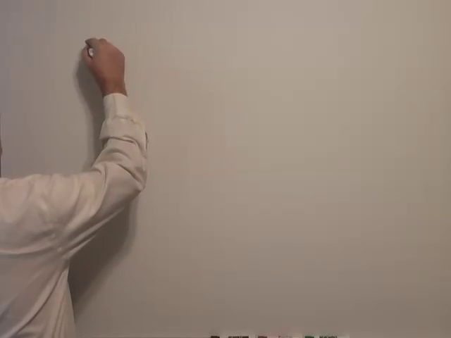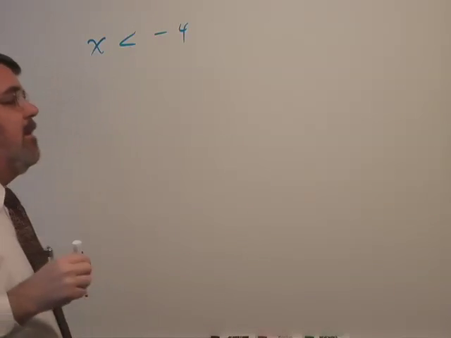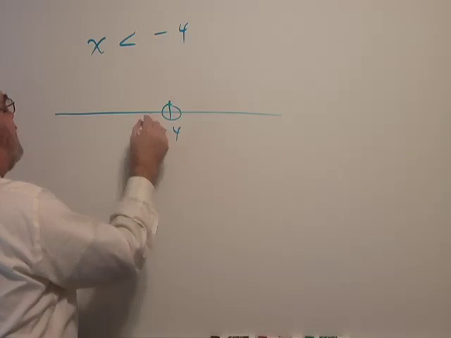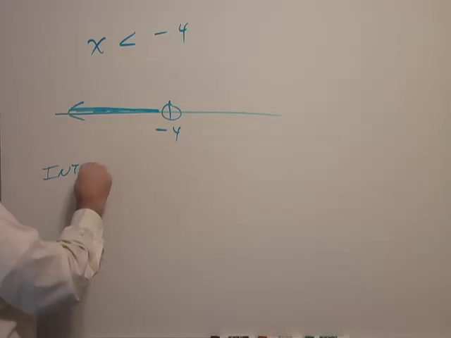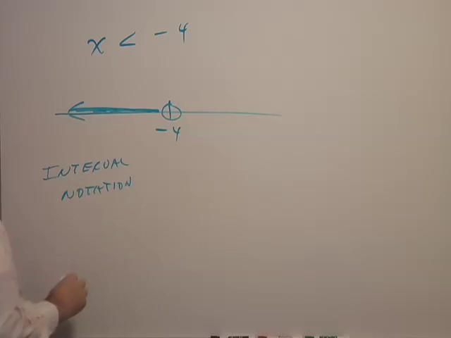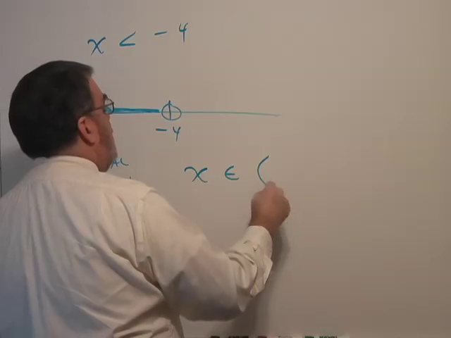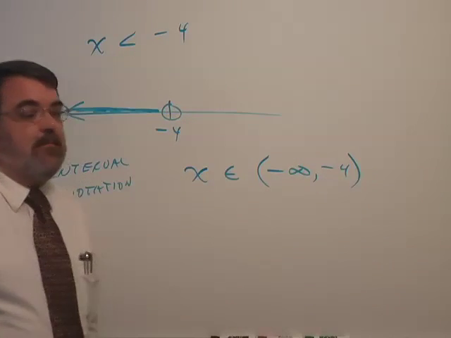Those are intervals of numbers, and we tend to use a type of interval notation there. So let me give you some examples of how this works. Suppose we're looking at x is less than -4. On the number line, that's everything to the left of -4. So this is less than. In interval notation, and I'll write out the words this time, we would write this one as x belongs to (-infinity, -4).